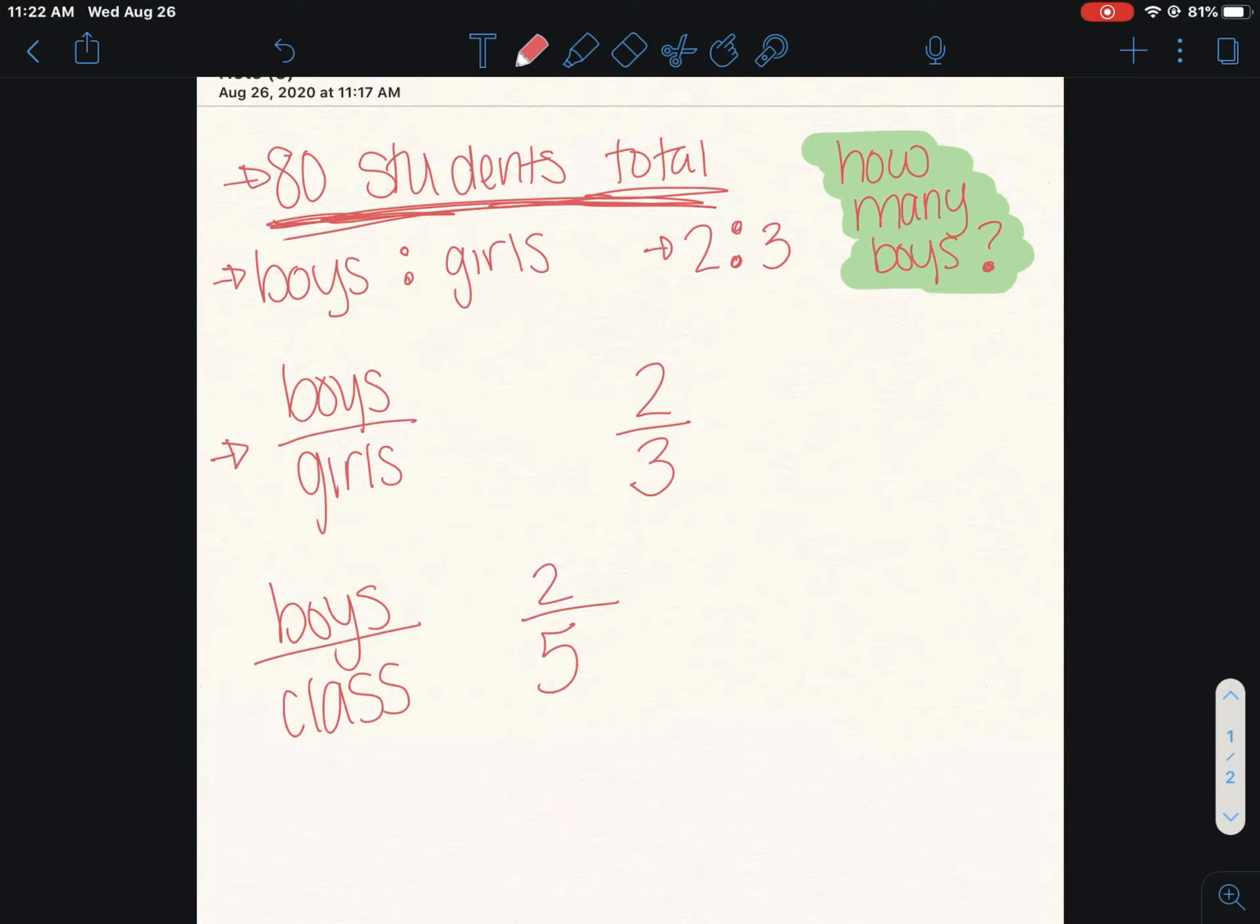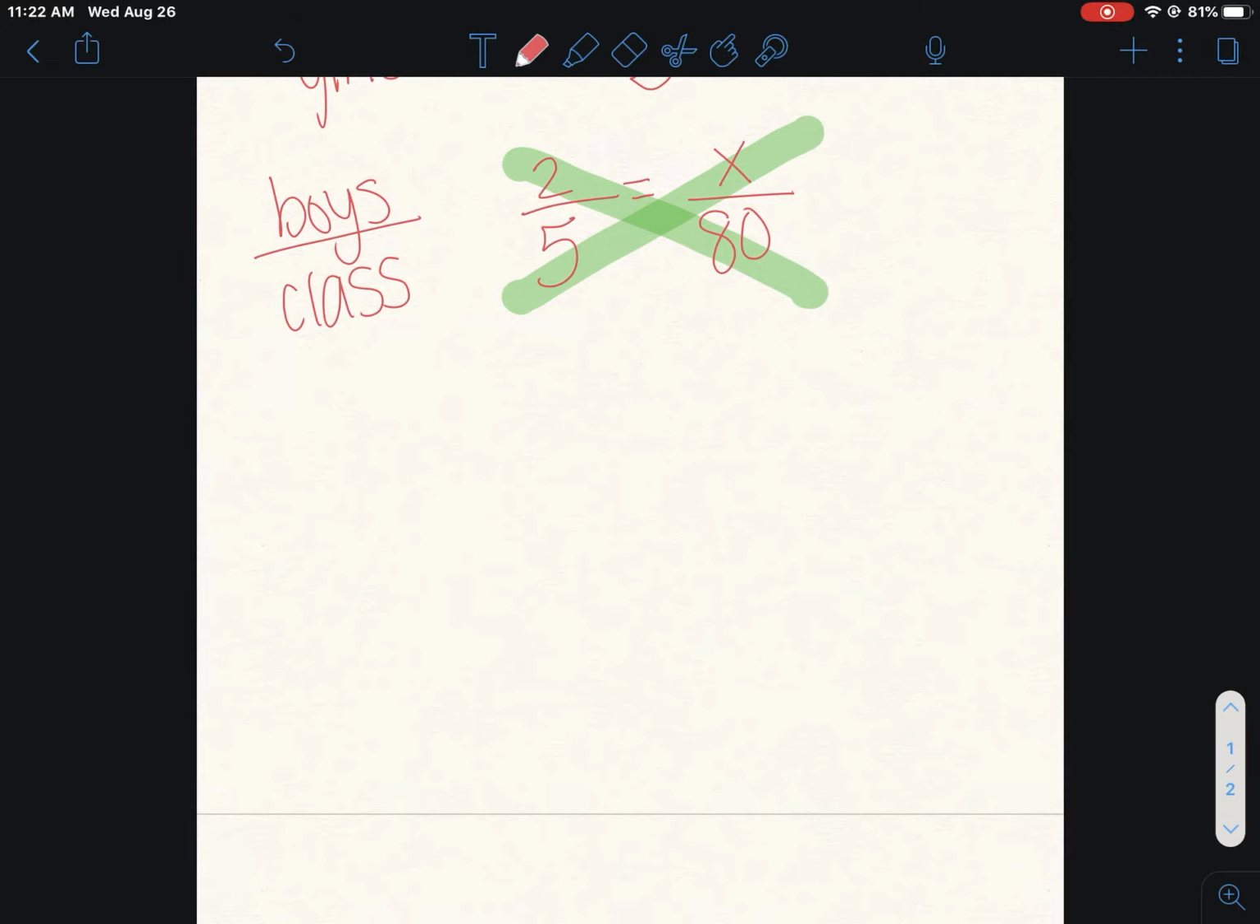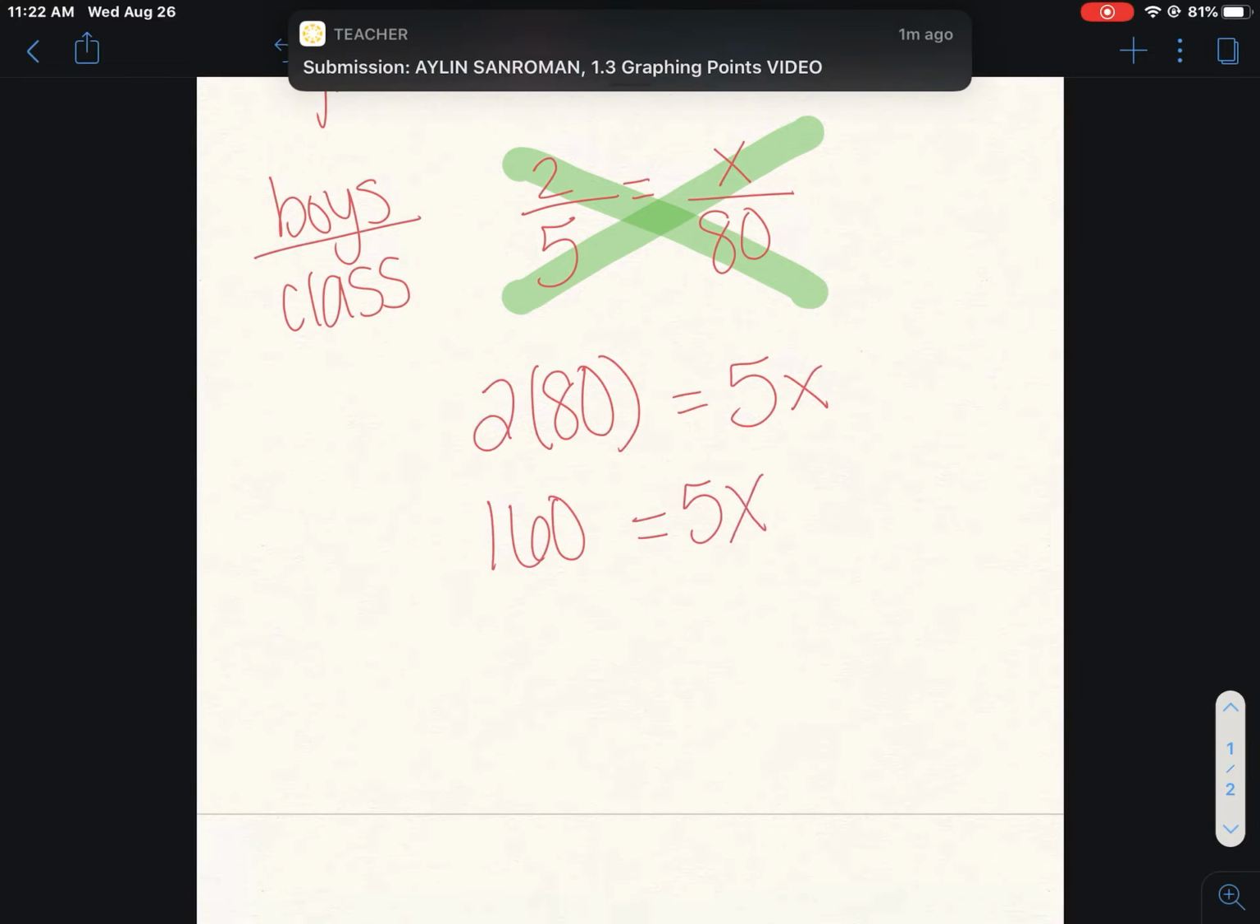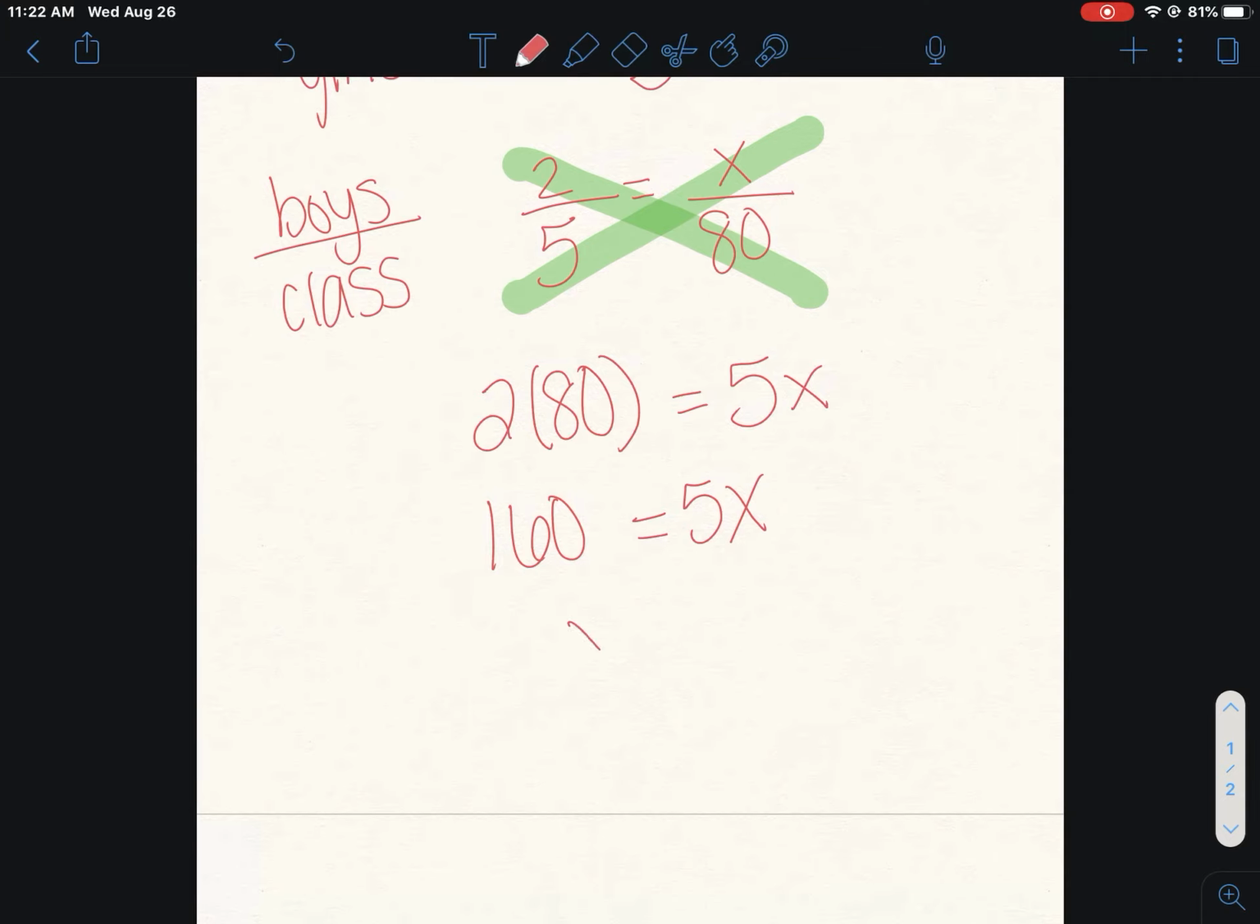So now that I have boys to class, I'm able to go, well, how many boys are in a class of 80? And I set it up as a proportion. And now I'm able to cross multiply to solve for x. So I have 2 times 80 equals 5 times x. 2 times 80 is 160 equals 5x. And if I divide both sides by 5, x will equal 32. So there will be 32 boys in the class.